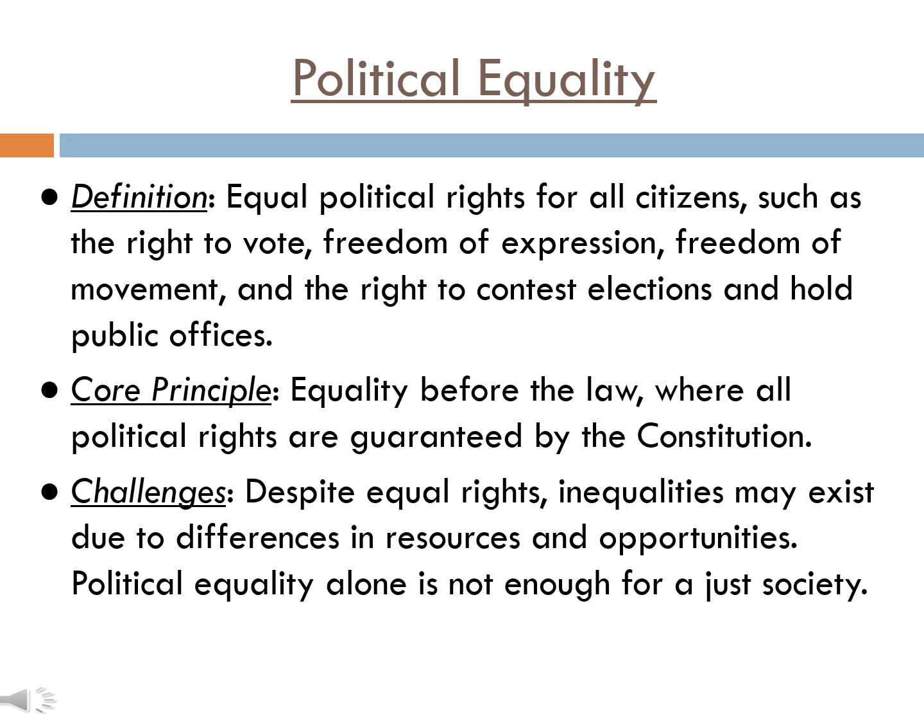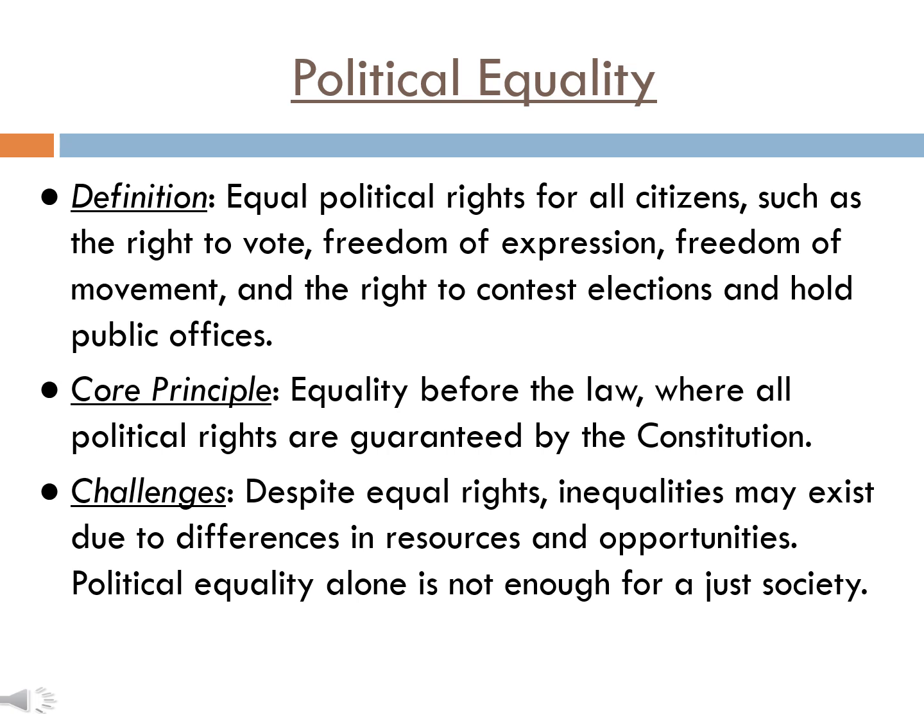While we are covering the dimensions, we have to focus on the definition, the core principle and challenges. So the first dimension, political equality. The definition of it: equal political rights for all citizens, such as the right to vote, freedom of expression, freedom of movement, and the right to contest elections and hold public offices. The core principle is equality before the law, where all political rights are guaranteed by the Constitution. The challenges include, despite the equal rights, inequalities may exist due to differences in resources and opportunities. Political equality alone is not enough for a just society.